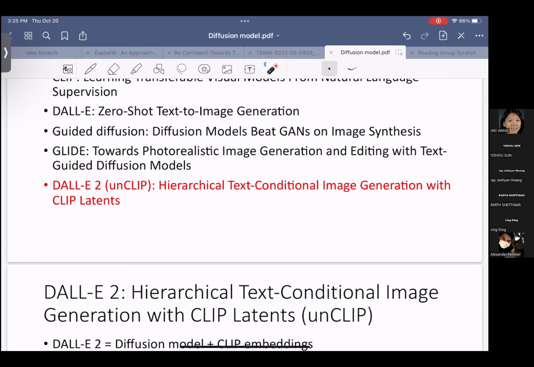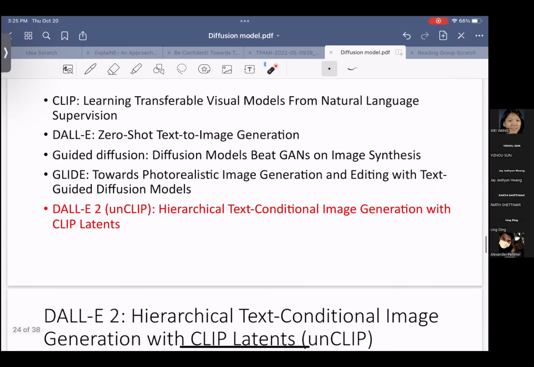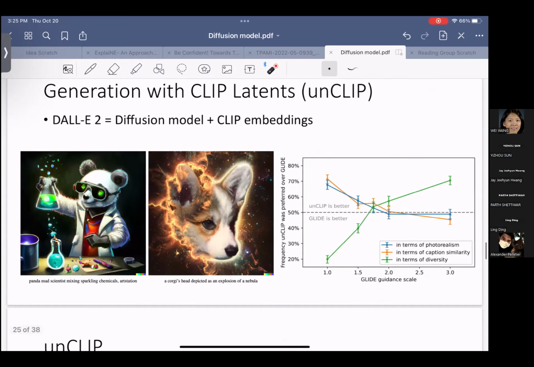Okay, DALL-E 2, we could finish it in 5 minutes because it's actually simple. In the paper they call it unclip, and you can see how related it is to CLIP. It's just later on, in social media or advertising, that they call it DALL-E 2. So these two are actually the same thing. These pictures you have probably seen before: the panda mad scientist and this Corgi's head as a nebula. I saw them on social media multiple times, but this is what DALL-E 2 generated.